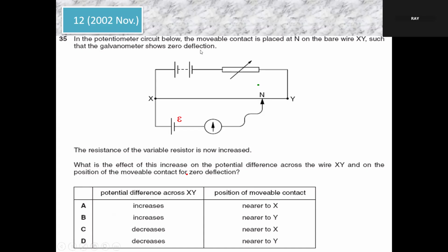Basically, there's a sharing of the source of EMF with this one and the resistance XY, that's all. So if you increase that, then there will be less across XY. This is constant. So if XY is less, then it must go to near Y.